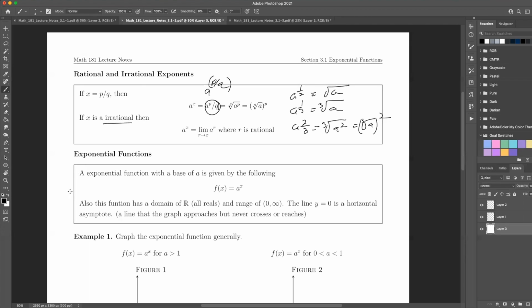Now, if x is irrational, then we just take the limit as r goes to x of a to the r, where r is rational. And so here, let's pretend we had pi, which is 3.14159, and so forth, right? And so how would we take this limit? Well, we just do it numerically. We'd take 3.1 and then 3.14. That's rational, and that's rational. And just keep adding the digits. And so we don't know exactly what the number is, but we can get really, really close.